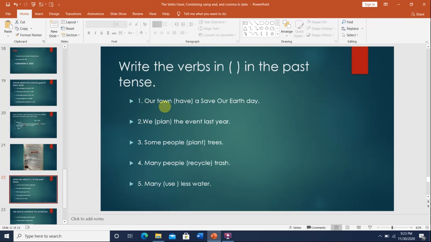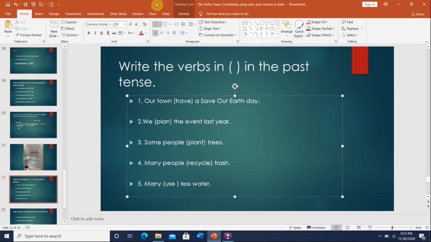So: our town have a save our earth day. The past tense of have is had. So I want to write: our town had a save our earth day. Okay, next: we plan the event last year. So, planned.